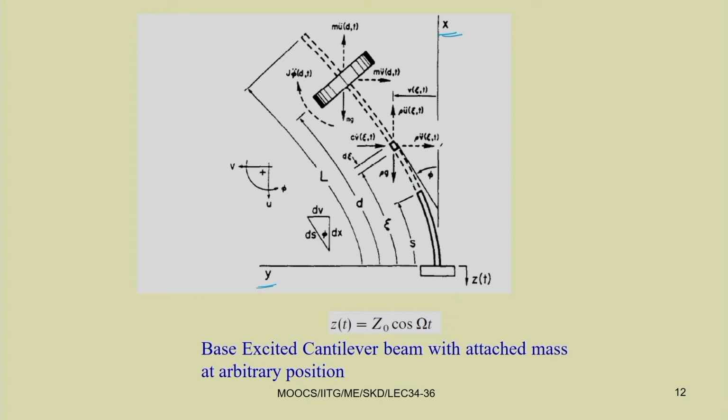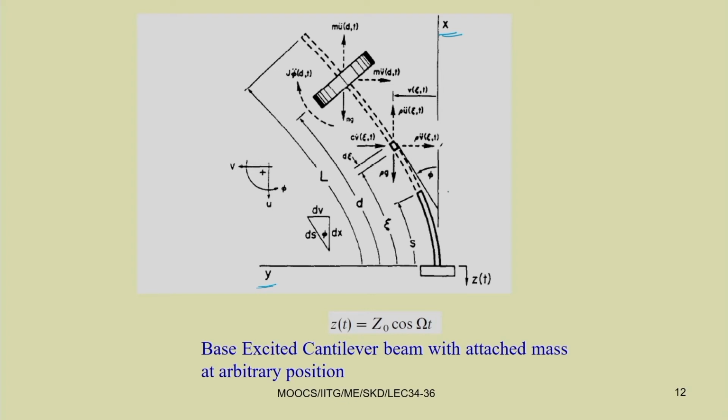So, you can note that forces acting are rho u double dot, then rho g, then rho v double dot and c v dot. So, v is the displacement in transverse direction. So, v dot is the velocity multiplying with c, that is the force due to this damping. Similarly, rho v double dot is the inertia force in transverse direction, and inertia force in the longitudinal direction is equal to rho u double dot. Rho is the mass per unit length in this case.